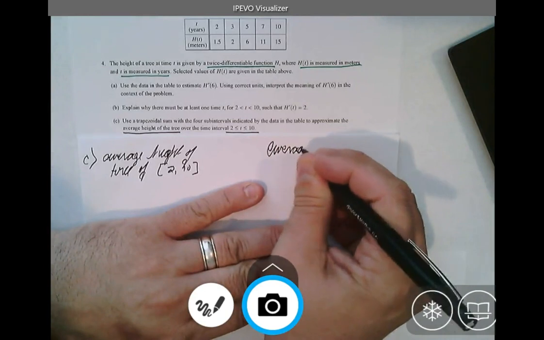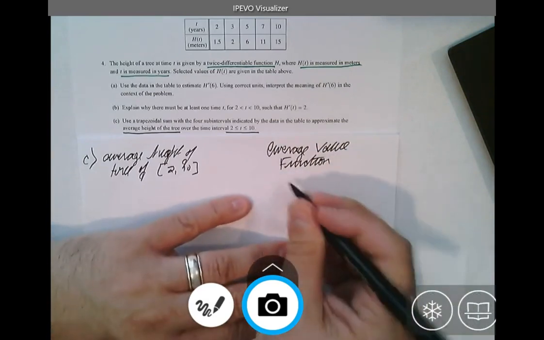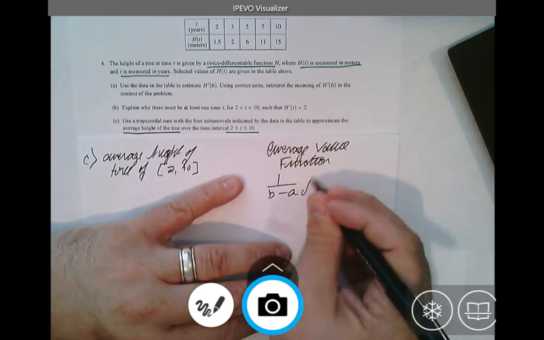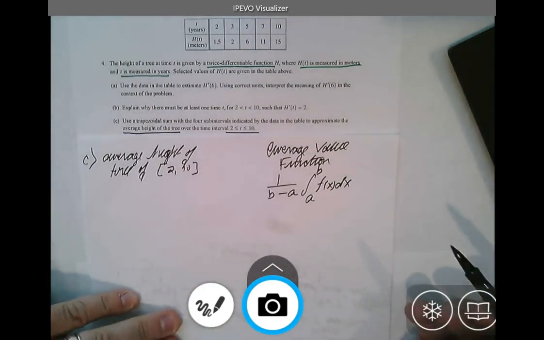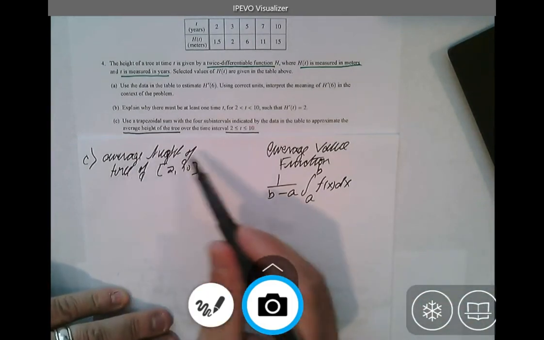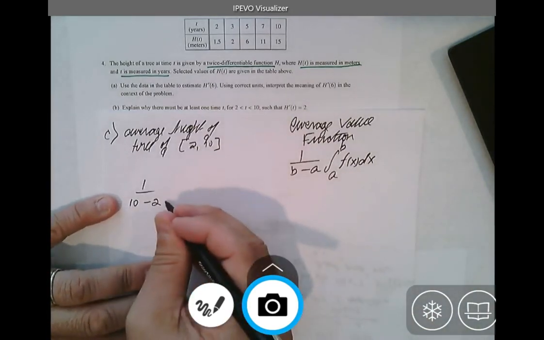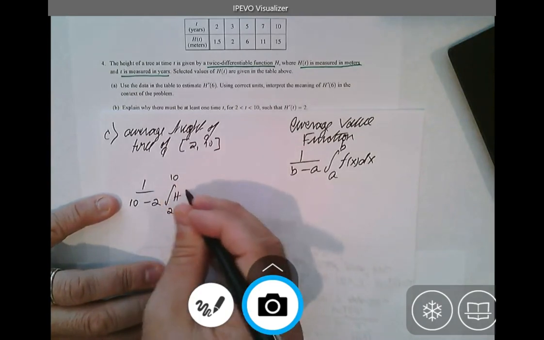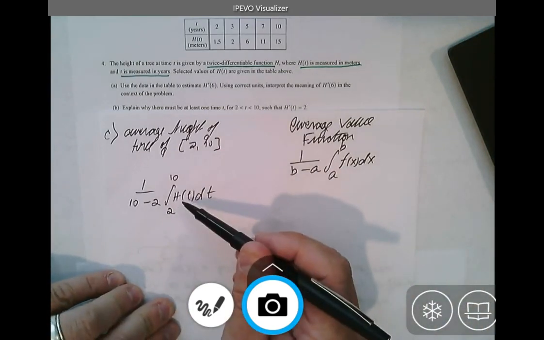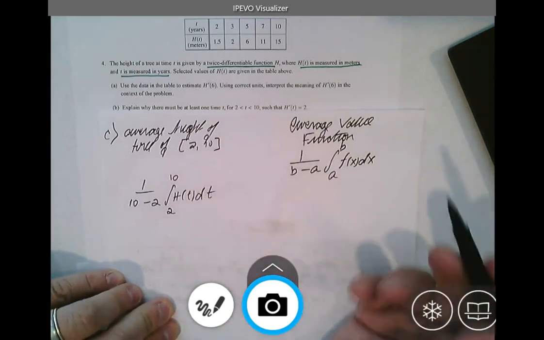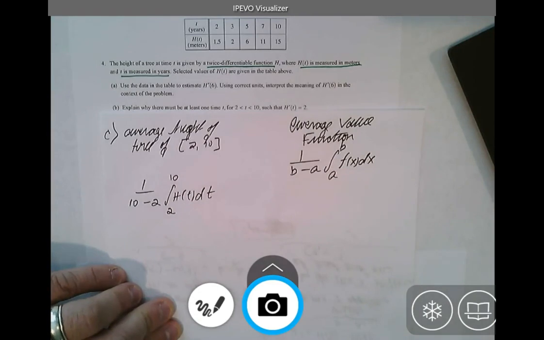Well, one of the calculus things that you need to know is that the average value of a function can be found by calculating 1 over b minus a, the integral from a to b of f of x dx. So for this particular problem, the average height of the tree on the interval 2 to 10, we're going to need to find the value of 1 over 10 minus 2, the integral from 2 to 10, h of t dt. H is not a function that they've given to us, and I also don't have a calculator, so I can't put this in my calculator. I can't actually do the calculus.